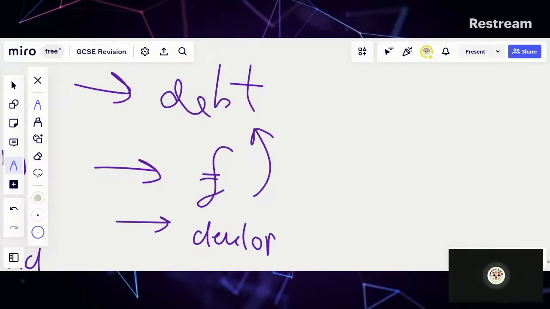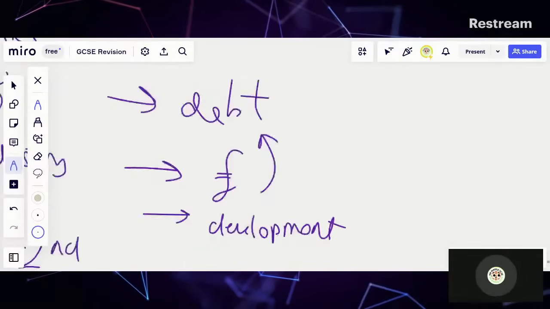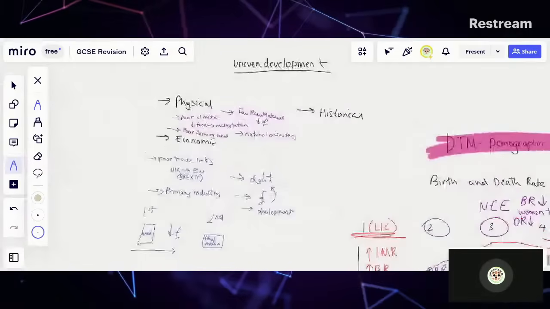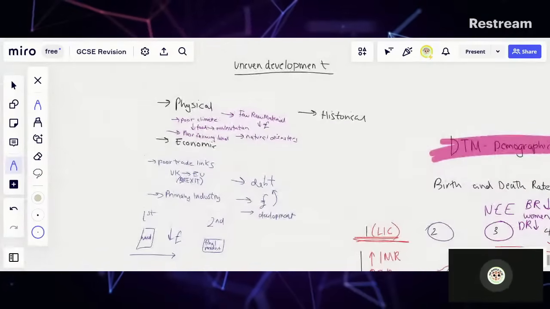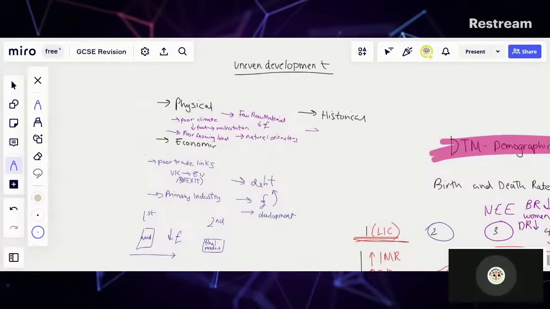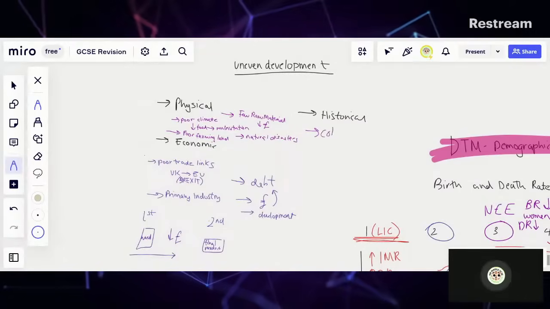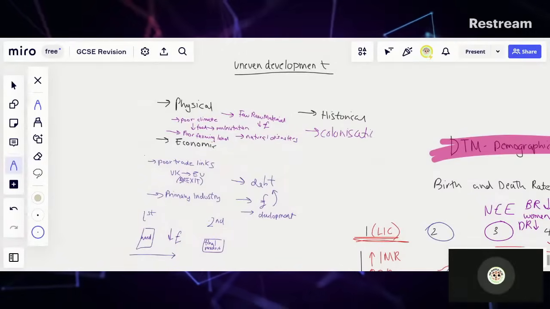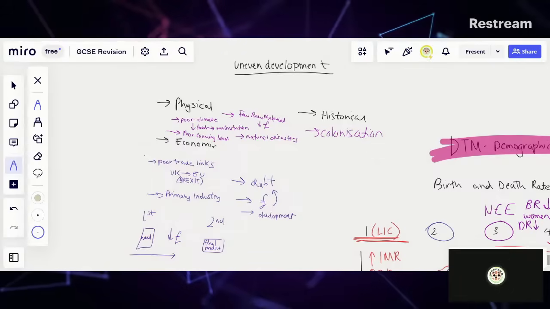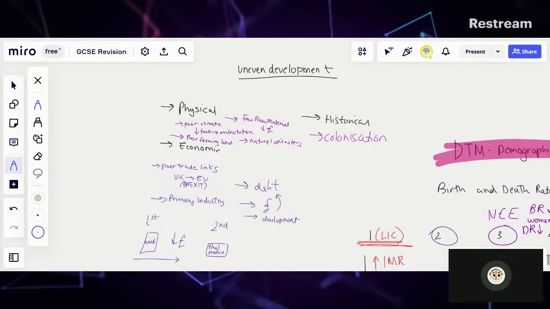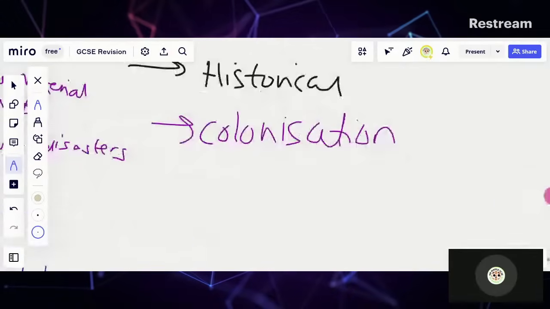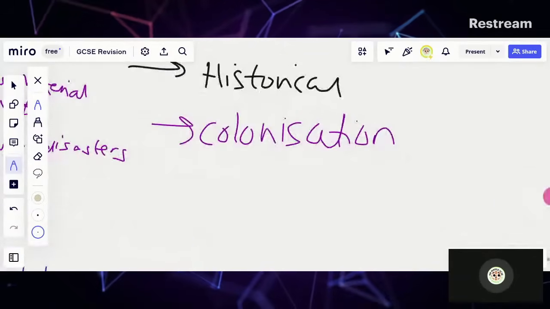Now, finally, the last reason for the causes of uneven development is historical. So, colonization is a massive reason why some countries are richer than other countries. Mainly the European countries have a massive advantage, even in modern times, because of colonialism. So, countries that were colonized are often at a lower development level.